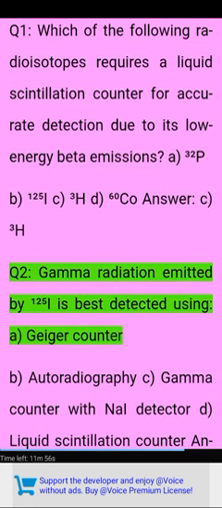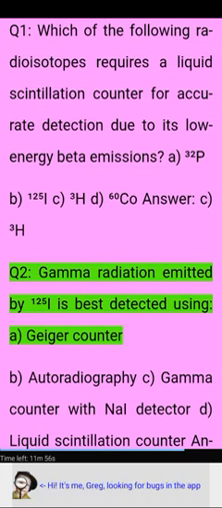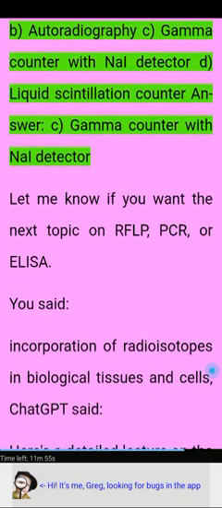Q2. Gamma radiation emitted by 125I is best detected using a: A. Geiger counter. B. Autoradiography. C. Gamma counter with NaI detector. D. Liquid scintillation counter. Answer: C. Gamma counter with NaI detector.